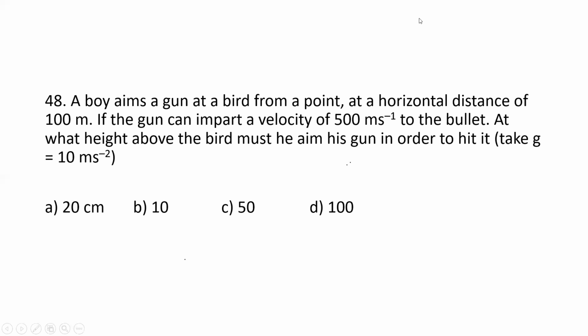Therefore, how we can calculate this is by the time taken by the bullet to travel a horizontal distance of 100 meter. Time taken is equal to distance traveled divided by velocity, which is nothing but 1 by 5 seconds.